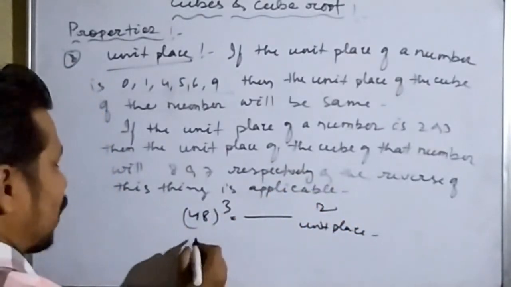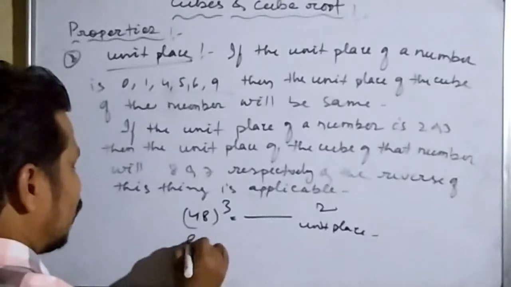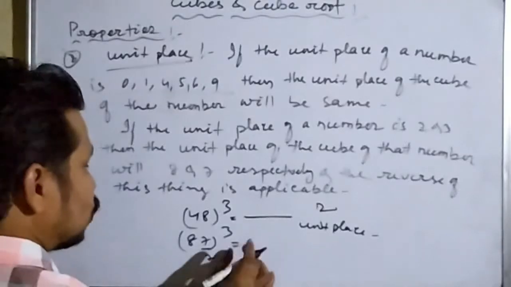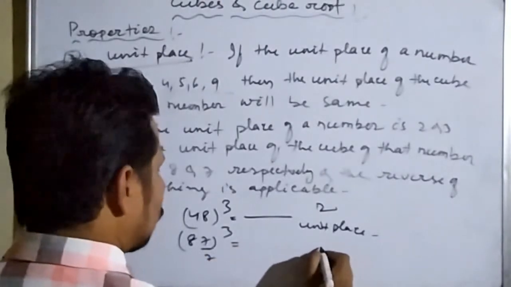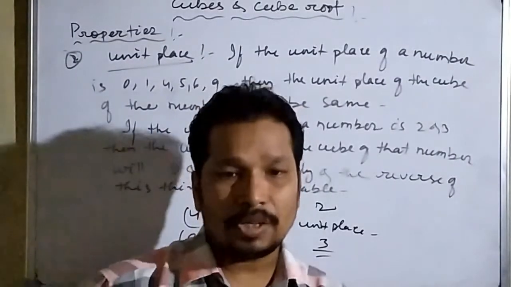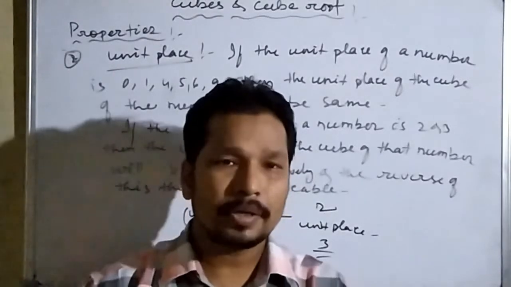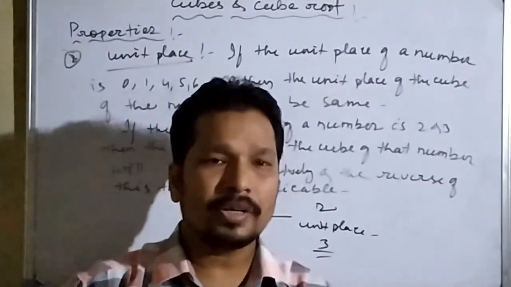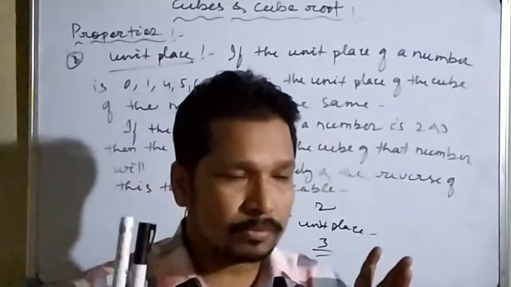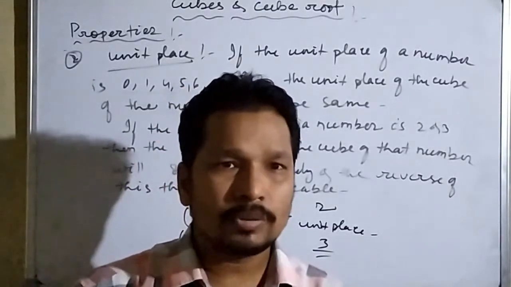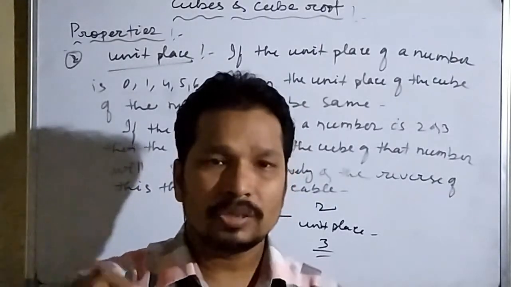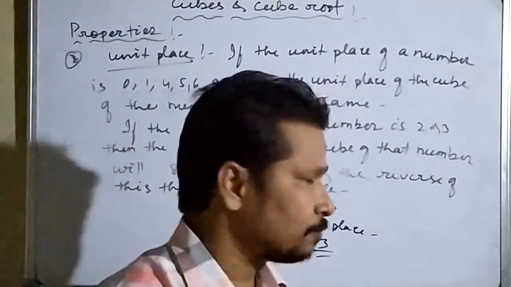And similarly, if you want to find out the cube of, suppose, 87 whole cube, what is the unit place here? 7. So the unit place of the cube of this number is equal to how much? 3. In this way we can find out the unit place of the cube of a number. Very important thing here: there is no formula to find out the cube of that number, but we can find out the unit place of the cube of any number.